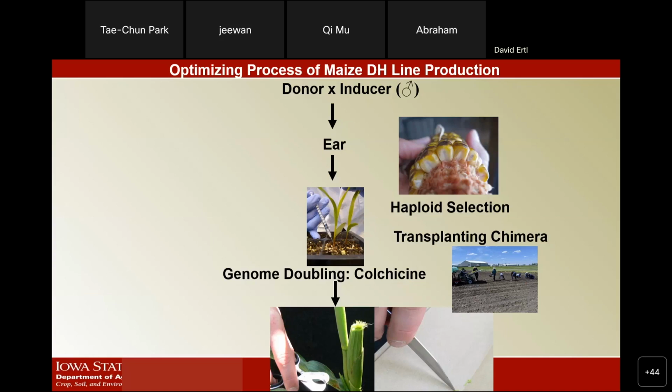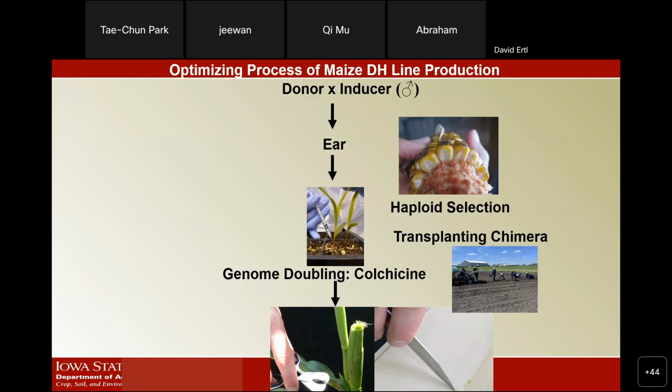Those kernels are then subjected to a treatment with, by default in most cases, colchicine to help with doubling the genome to obtain DH plants. In most cases, these plants are chimeric. They contain haploid and diploid cells side by side, and you need the diploid cells to result into the floral organs to be able to self-pollinate. So it's an inefficient process which succeeds in maybe 10 to 20% of the cases.